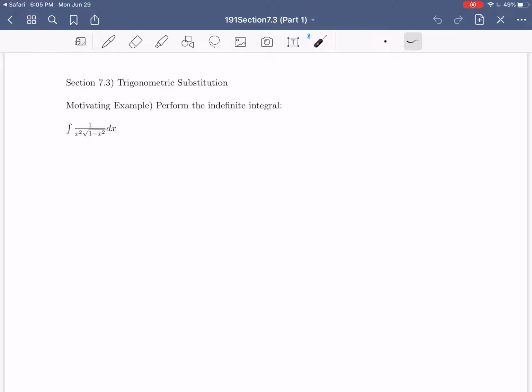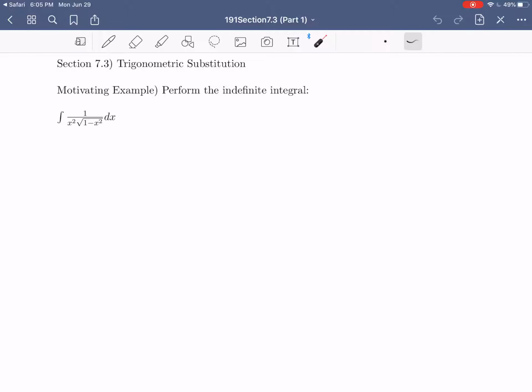So, to start off with, we're going to try to perform this indefinite integral. We want to do 1 over x squared times the square root of 1 minus x squared. The first thing that should pop out to you about this integral is that we've got this radical in there with that 1 minus x squared in it.